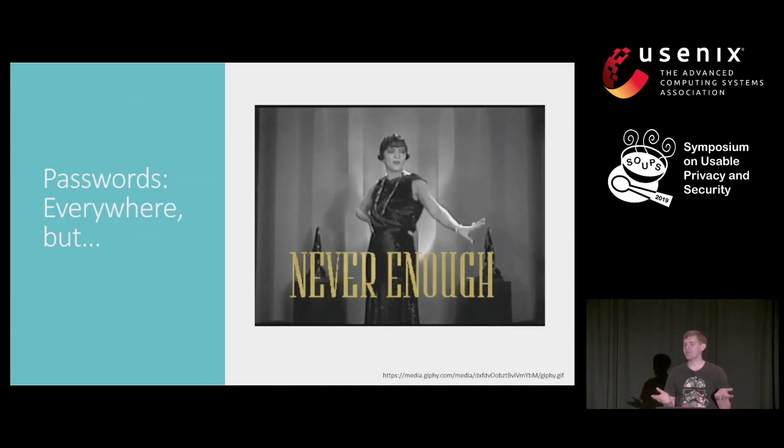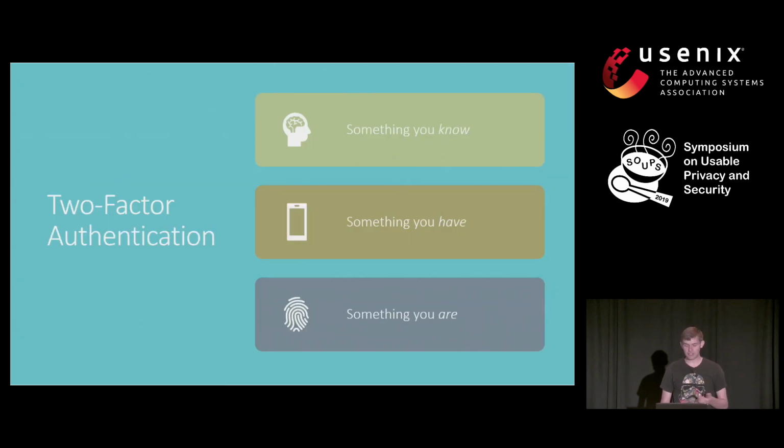Passwords, they're everywhere, but this audience knows that they're just simply not enough. There's so much evidence that shows the weakness of passwords, and so many organizations have turned to two-factor authentication as a means of augmenting that weak password. With two-factor, you have to have 2 of these 3 categories: something you know, which is typically a password, something you have, such as a phone or a U2F device, and something you are, so biometrics, such as a Face ID or a fingerprint.